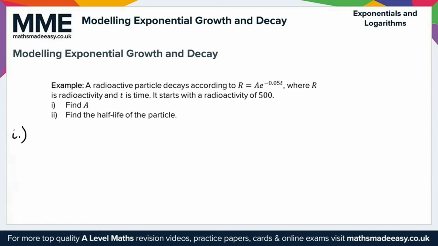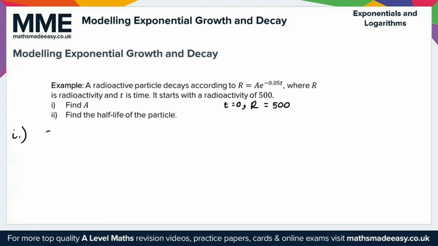Well, we need to use some conditions that are given to us in the question. And what we're told here is that the particle starts with a radioactivity of 500. So what that's telling us is when t equals 0, R, the radioactivity, is equal to 500. So using our equation here for R, if we just simply substitute our value for R and t in, we will be able to find A.